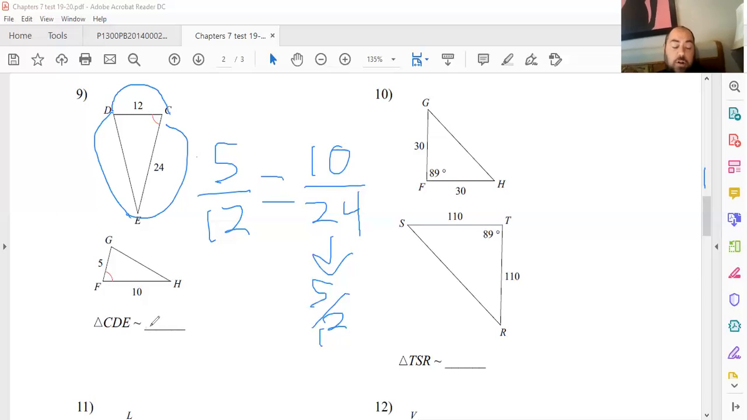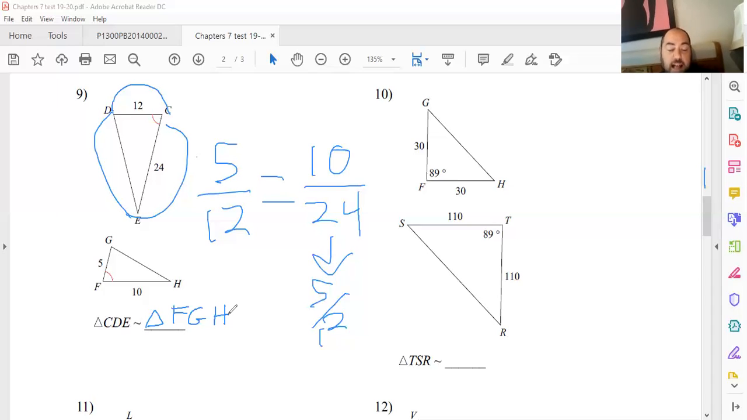So it's going to be similar to triangle, we're going to start at the known angle, F, go up the short side to G, and then go down the unmarked side to H. So CDE is similar to FGH. Looking over here at number 10, again, we see that we have two isosceles triangles here with a common angle, so they are going to be similar via side angle side.